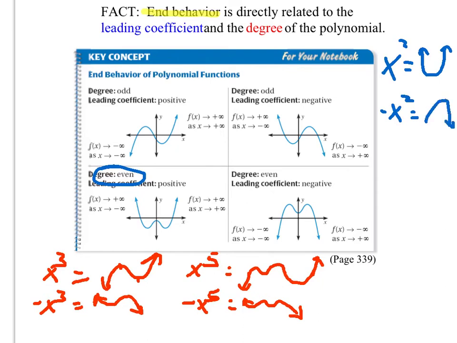it'll just open down. If we go up by a couple of degrees and make it positive x to the fourth, we should know that we'll have 3 turning points in there. And if we have a negative x to the fourth, it'll look more like an M.